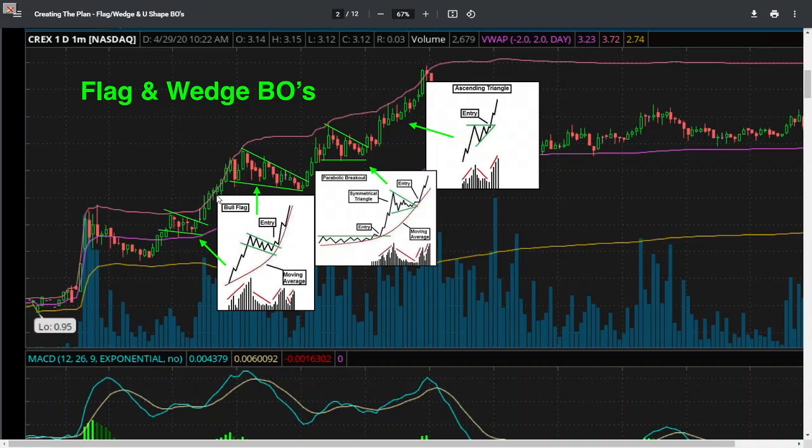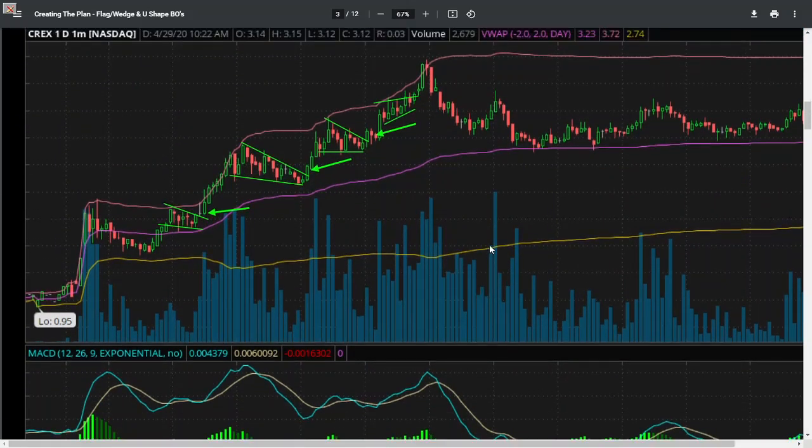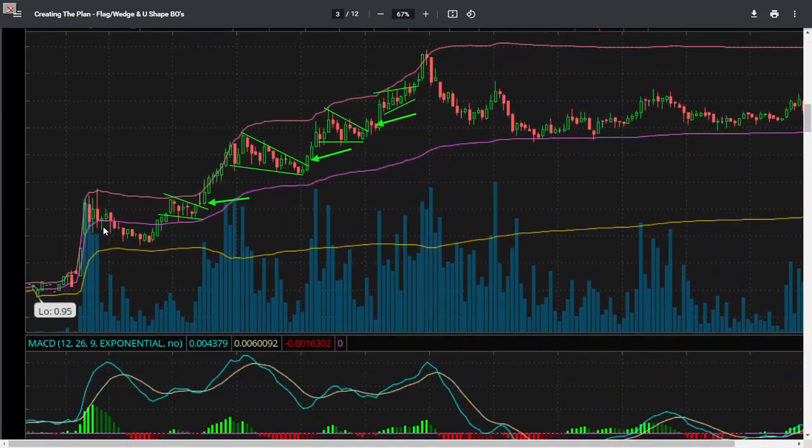So this had 1, 2, 3, 4, 5. Count them. 5 flags. And again, where to get in on these? Still why I did not highlight this beautiful bottom one here. But again, right at the break of this is your entry area, right in here, up to new high of day, or high of day test really at the time.